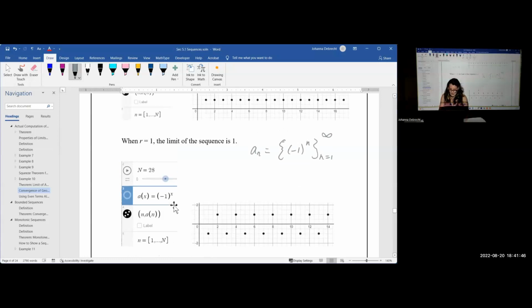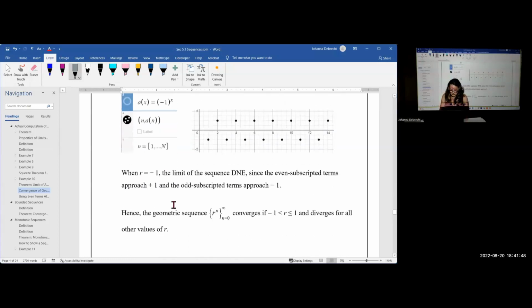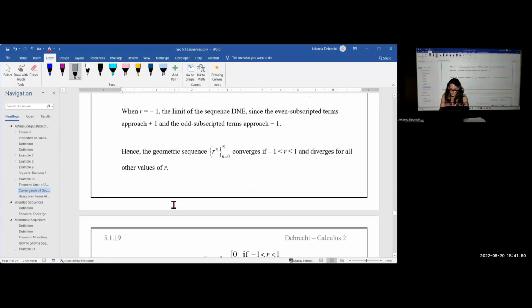So we can see that at -1, it doesn't exist. It diverges. And at 1, it converges. So what have we gained so far? If we think about a sequence r to the n, where I'm letting a sub n be r to the n, we know that it will converge if r is between -1, not equal to -1, and less than or equal to 1.